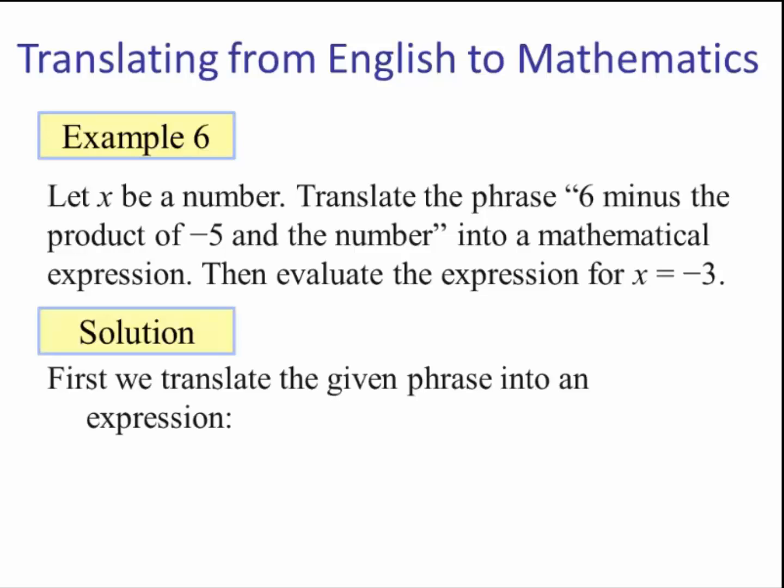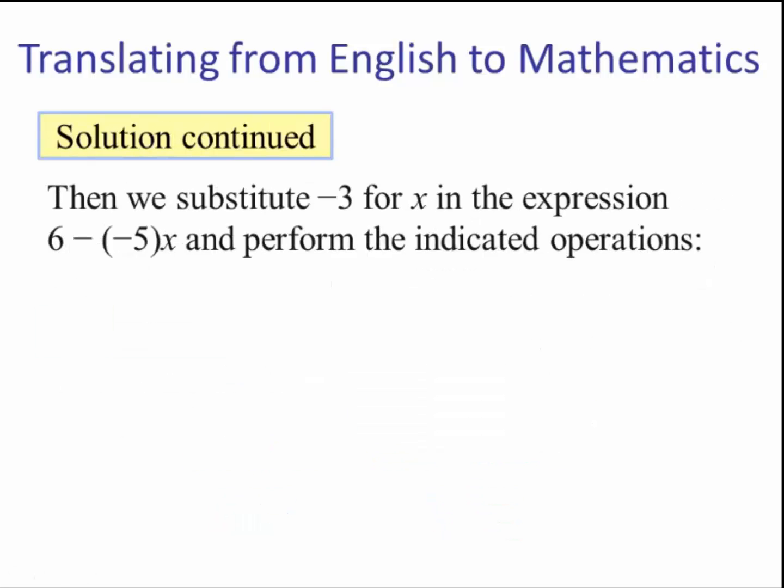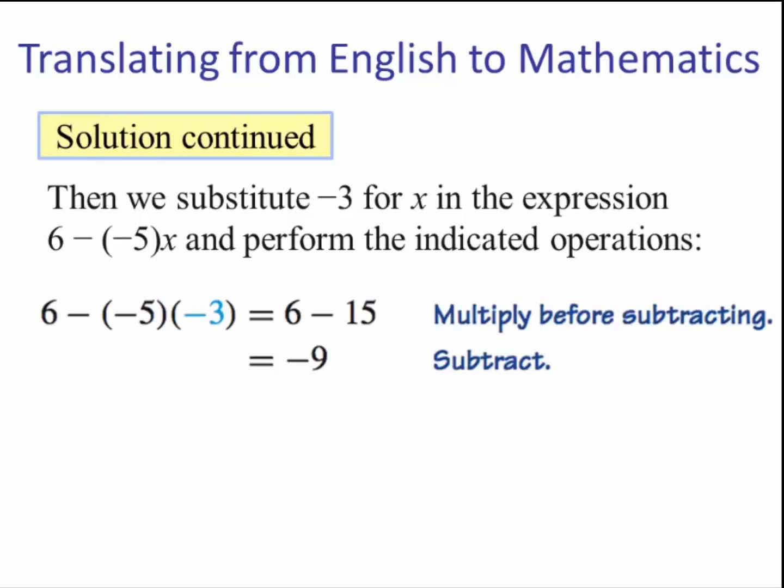So the first thing that we do is translate the phrase into an expression. 6 minus means we're going to subtract. Product means we multiply. We're multiplying negative 5 and a number, which we call x. Now we want to evaluate when x is negative 3. So we substitute in negative 3 for the expression and perform the operations.